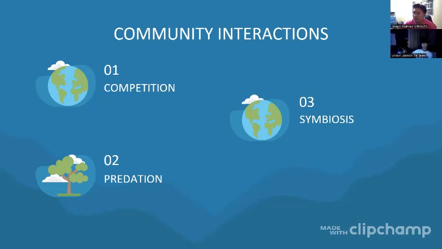The last one is symbiosis. It is the interaction in which two species are living together. But there are three types of symbiosis, and they will be explained on the next slide.